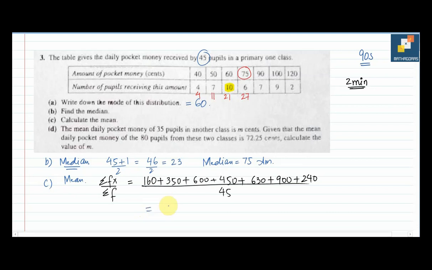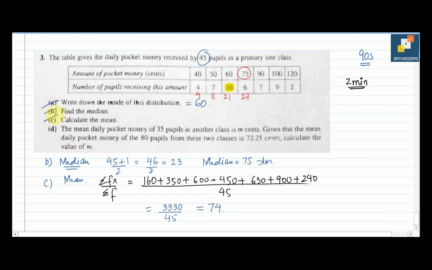So that is 3330 divided by 45. All right, it leads to 74. That is the mean of this distribution, and I expect that you are getting the same value. All right, so we have done the first three parts.